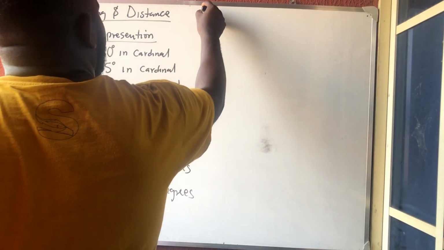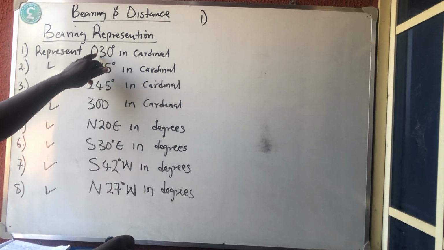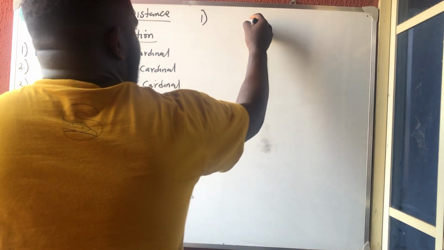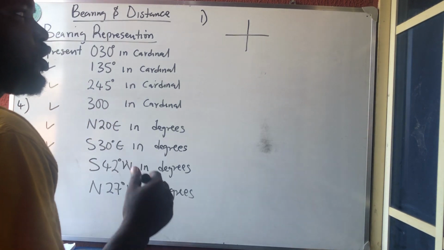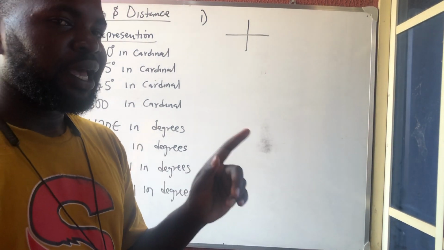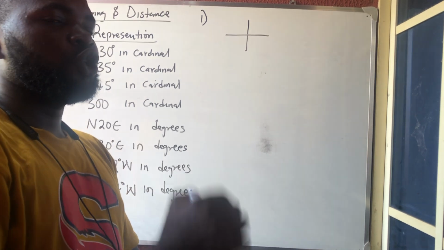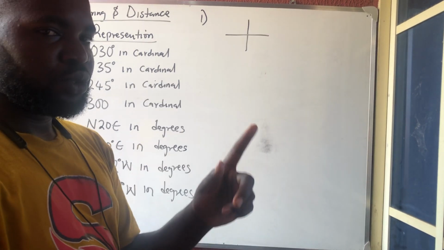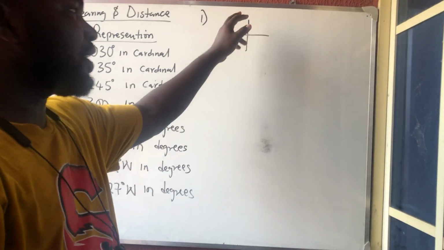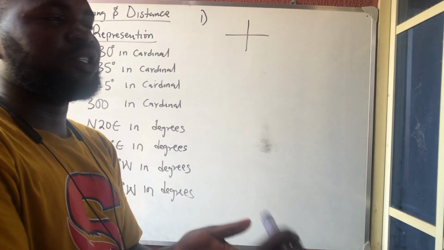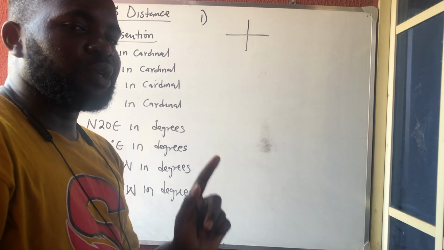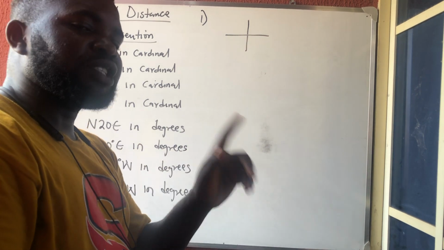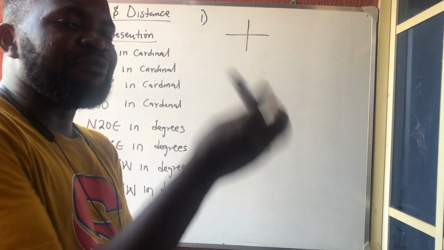Number one said: represent 030 degrees in cardinals. So first of all, let us draw the 30 degrees. For bearing in degrees, how do you represent it? You must start from the north and move clockwise till you touch the line drawn. In cardinal, we start from either the north or the south. We don't have any business with the horizontal in bearing. But if you remember in trigonometry, our business is always with the horizontal and we are moving anti-clockwise. But in bearing, we move clockwise.